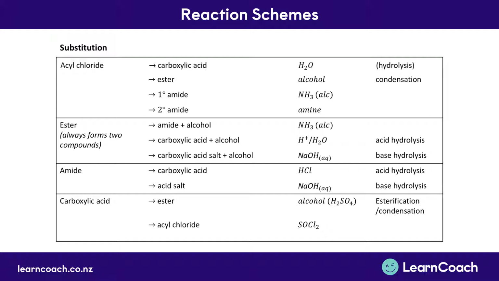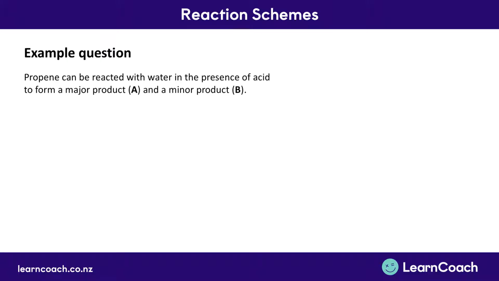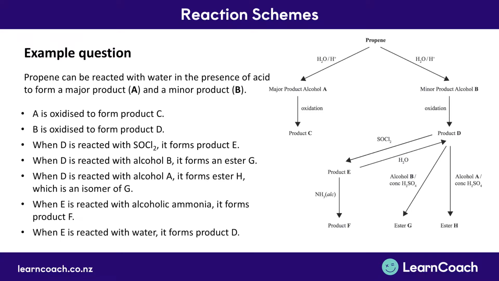So now we're going to go through a typical question you might encounter in your exam. So this is something like: propene can be reacted with water in the presence of acid to form a major product called A and a minor product called B. And then you're going to see a list of instructions and this big reaction scheme diagram. So you're starting with propene, which can be reacted with water in the presence of acid to produce a major product here, product A, and a minor product, product B. So this is going to be Markovnikov's rule.